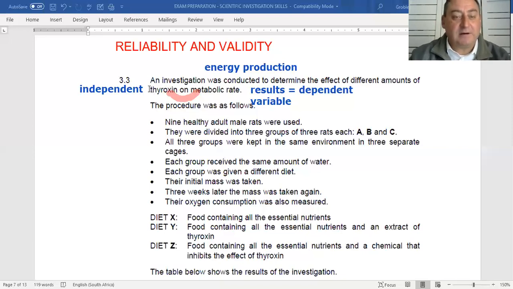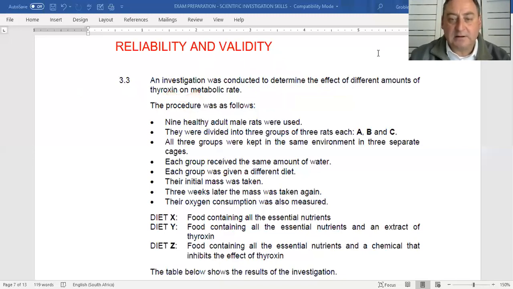So if I'm going to inject somebody with a lot of thyroxine, in this case it was used on animals, you're going to produce more energy and you're not going to put on weight. So now that we keep that in mind, let's just read here what was done. An investigation was conducted, and they did this on mice. They gave different amounts of thyroxine, that hormone, and they checked how it influenced the metabolic rate.